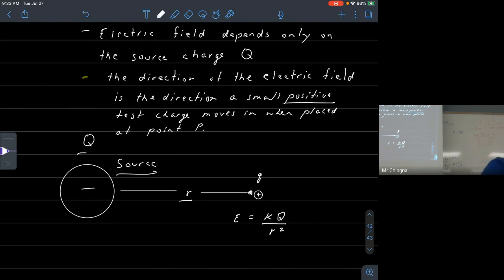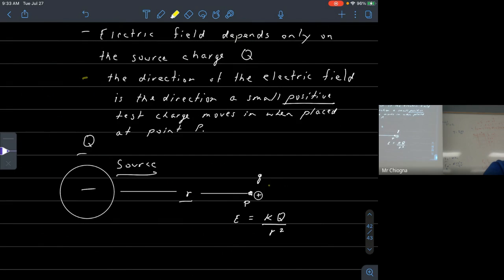The direction of the electric field is defined as the direction that the small q experiences a pull in at point P here. Which direction does it experience a pull? It experiences a pull in this direction. It would move in this direction. That's the direction of the electric field. So in this case, the direction of the electric field is to the left at point P.